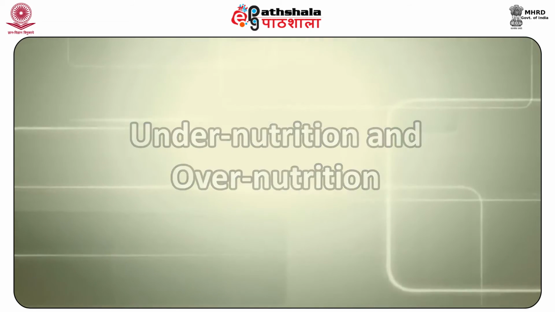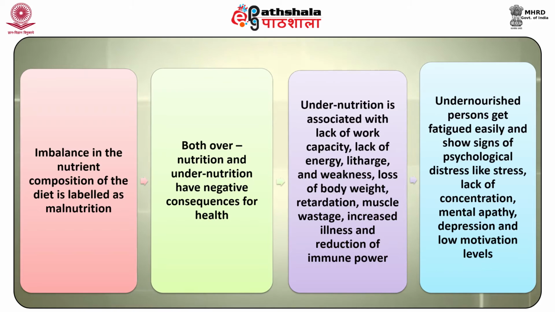Undernutrition and overnutrition. Any imbalance in the nutrient composition of the diet is labeled as malnutrition. Both overnutrition and undernutrition have negative consequences for health. Undernutrition is associated with the lack of work capacity, lack of energy, lethargy and weakness, loss of body weight, retardation, muscle wastage, increased illnesses and reduction of immune power. In addition, undernourished persons get fatigued easily and show signs of psychological distress like stress, lack of concentration, mental apathy, depression and low motivation levels.